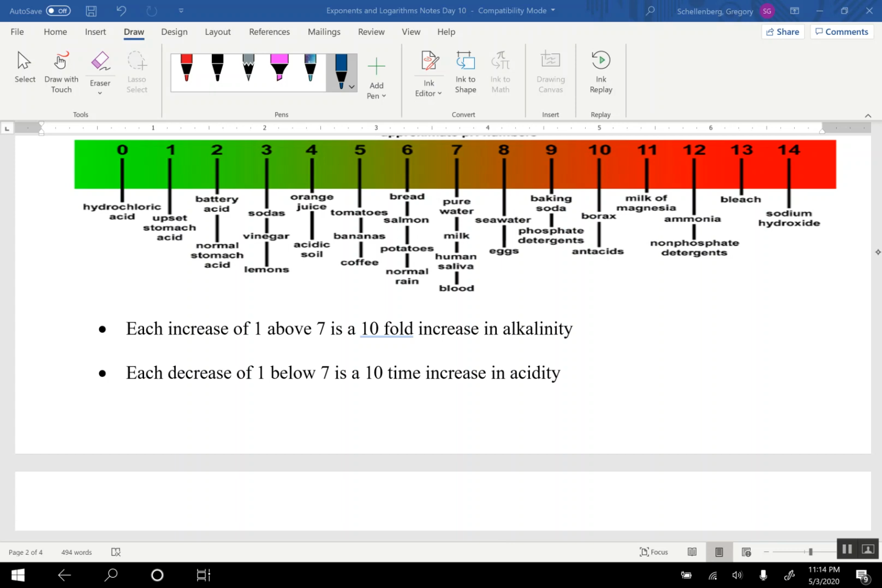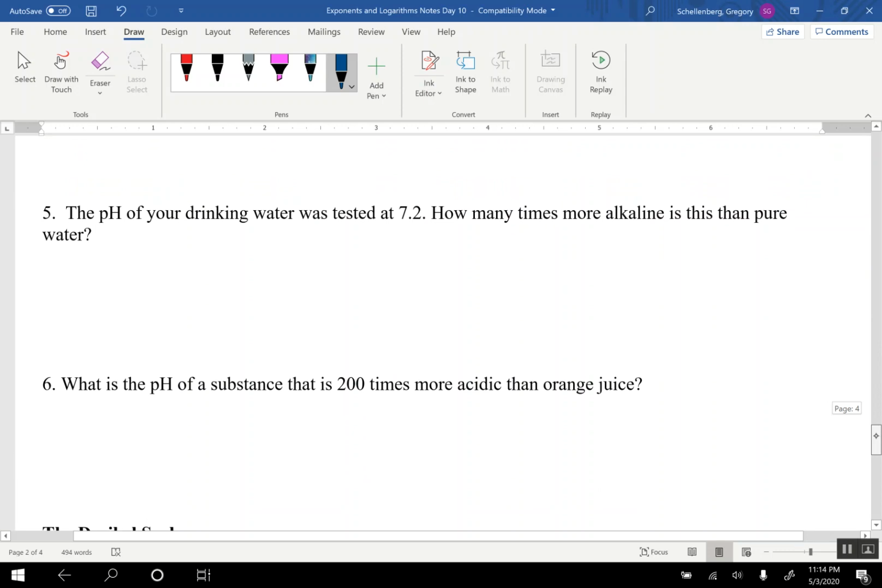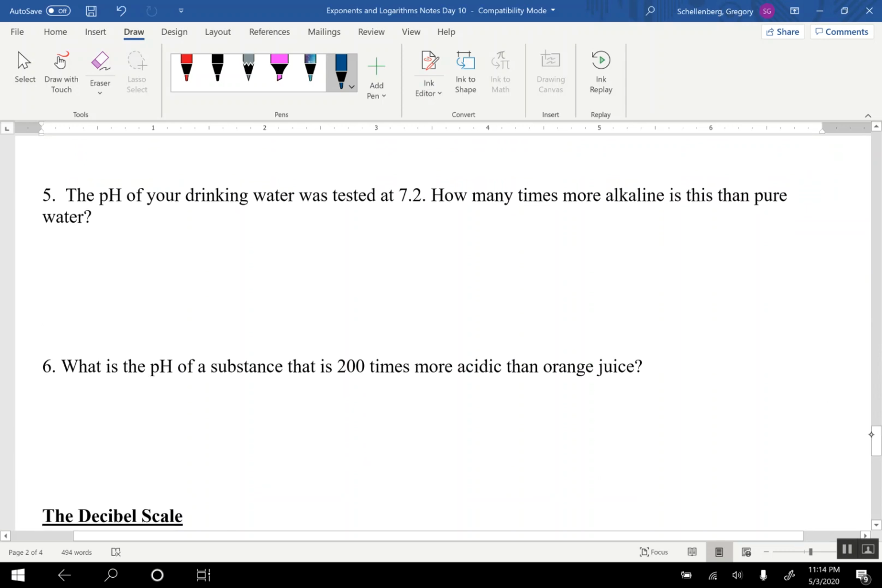Okay, so let's have a look at some examples here of pH problems. The pH of your drinking water was tested at 7.2. How many times more alkaline is this than pure water?